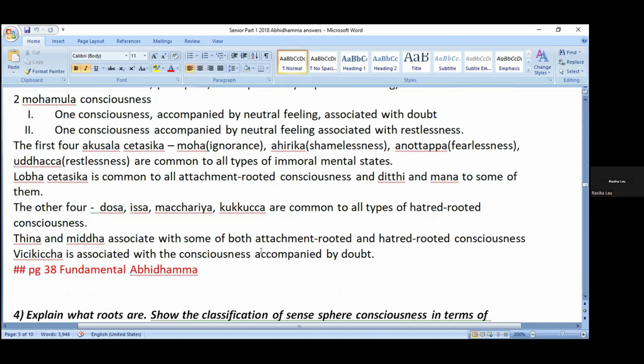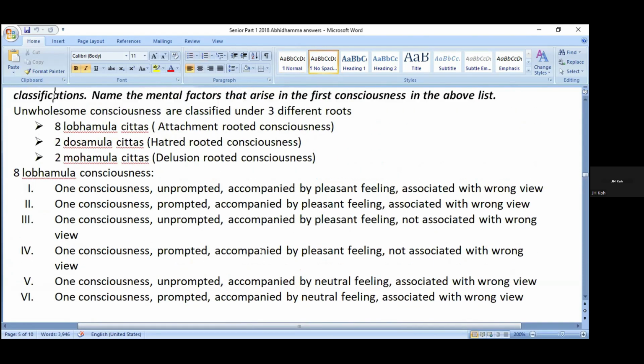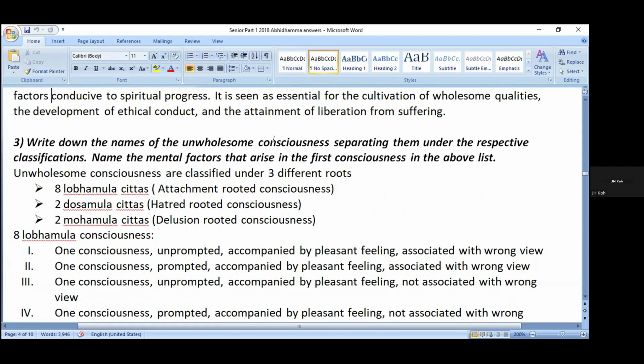Come to Sister Teo. Brother Lau, the second part of the question is asking about the first citta of akusala. Name the mental factors that arise in the first consciousness in the above list. Above means talking about the lobha citta, the dosa citta and the moha citta. That means we talk about what arises from the first consciousness of these three categories. I thought only lobha, but they never say which one they want, so we have to give all.